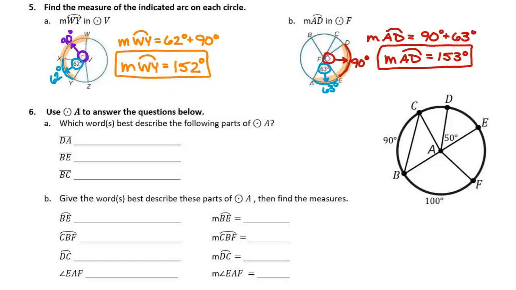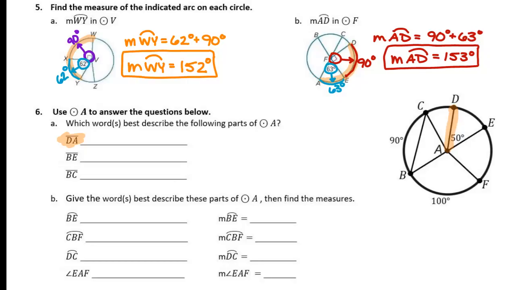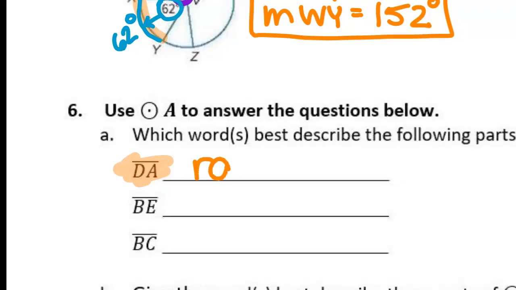All right. We are going to use Circle A to answer the following sets of questions. I want to know which word best describes the following parts of Circle A for part A here. So first thing we're looking at is segment DA. This right here. What do we call that? It's going from where to where? This is a radius. Yes, it goes from the center to the edge of the circle. So this is a radius.